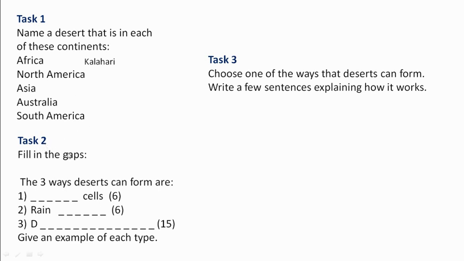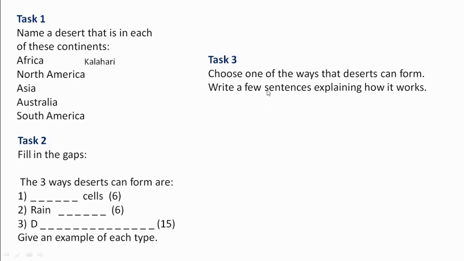Task 2, I've actually done a fill in the gaps exercise here. The 3 ways deserts can form are something cells, you have to remember, and the clue is it's got 6 letters. Because of a rain something, 6 letters. And finally, because of a very long word, which has 15 letters. And then after that, can you give me an example of each type? A desert that is formed because of that method.